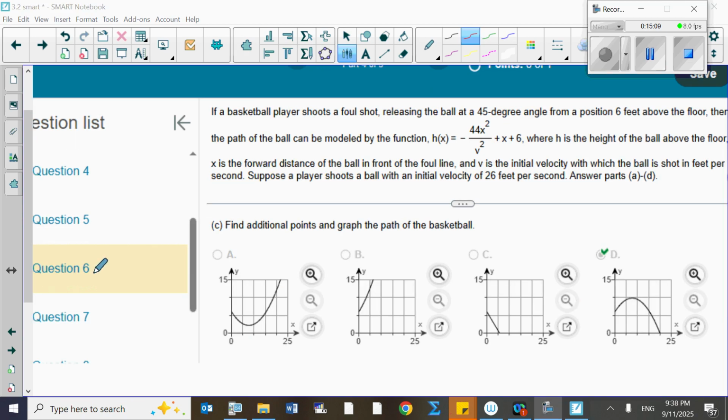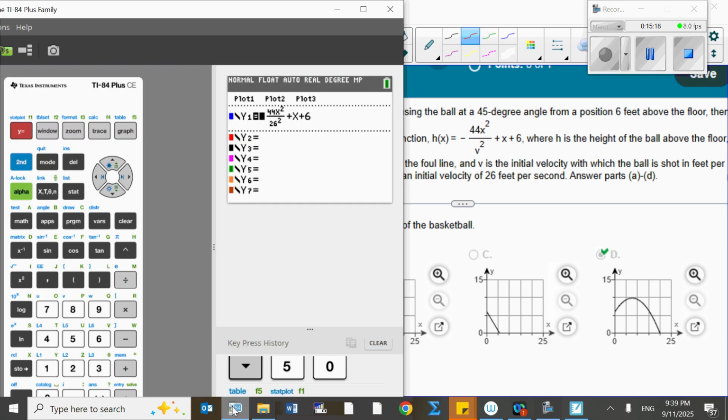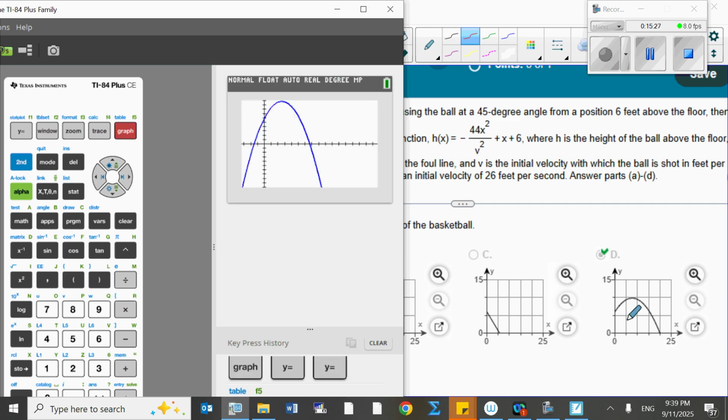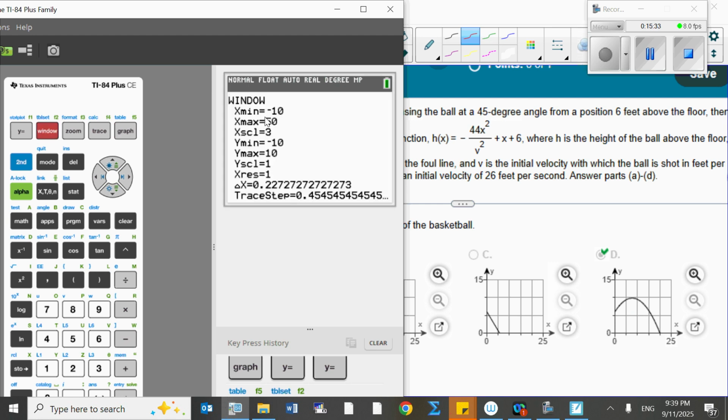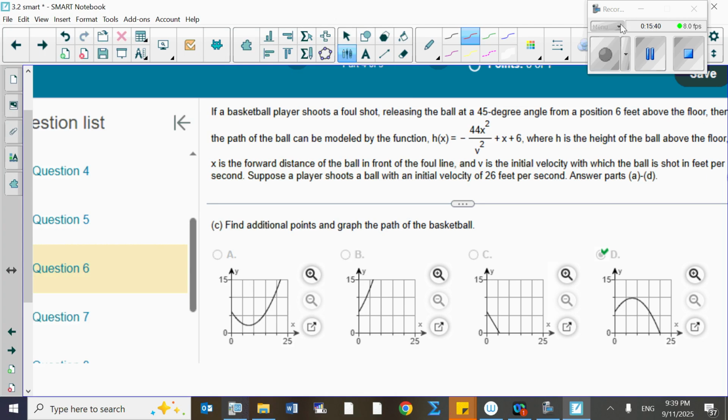Part C of the question is asking us to find additional points and find the graph of the function. For this one, you can easily use your calculator. So on my calculator, I go to y equals and then enter this function and then just graph the function. And I see that it looks like this one. Make sure you have the proper window, which is, in this case, I made it negative 10 to 50 for x and negative 10 to 10 for the y value.